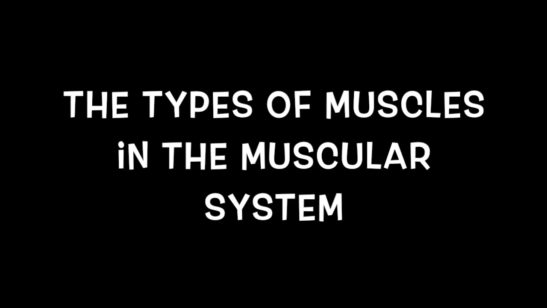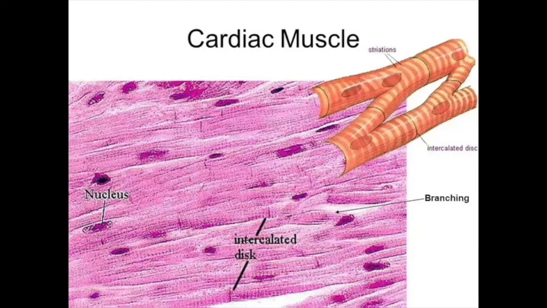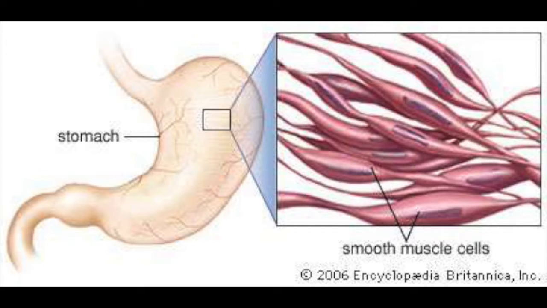The types of muscles in the muscular system. Skeletal muscle is a form of striated muscle tissue which is under the voluntary control of the somatic nervous system. Most skeletal muscles are attached to bones by bundles of collagen fibers known as tendons. Cardiac muscle is an involuntary striated muscle that is found in the walls of the heart. Smooth muscle is the muscle tissue in which the contractile fibrils are not highly ordered, occurring in the gut and other internal organs and not under voluntary control.